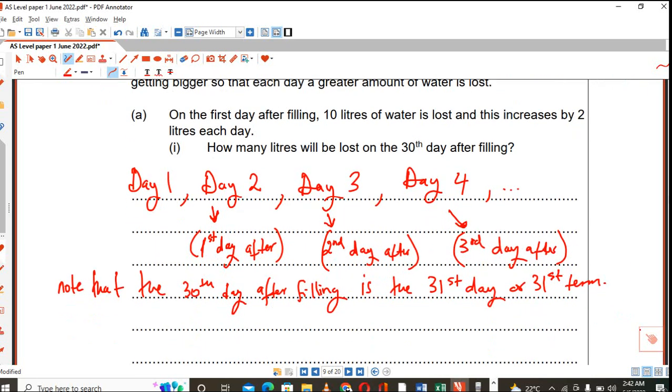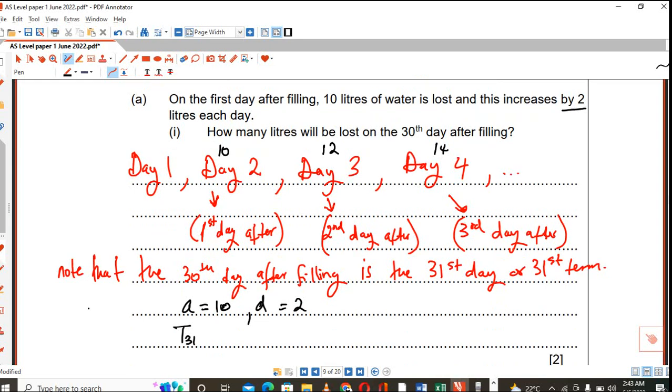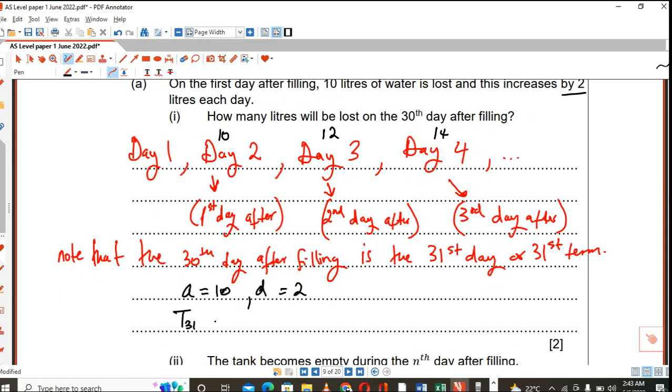So what do we know? We know that we have 10 liters, and then it increases by 2, so that will be 12, that will be 14. From that logic, our A is 10, okay, our D is 2. That's what we know. So T sub 31 now. That is how we answer this question.